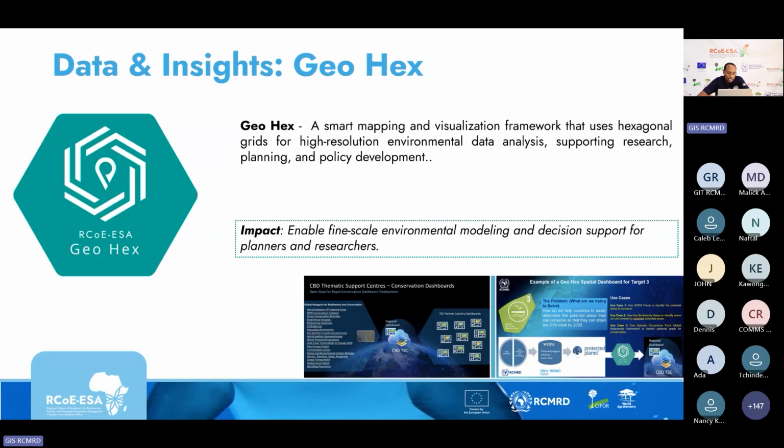We have GeoHex as a product that is upcoming, and this is a smart mapping tool that uses hexagonal grids with high resolution environmental data analysis, supports research and policy development, enabling fine-scale environmental modeling and decision support for planners and researchers.